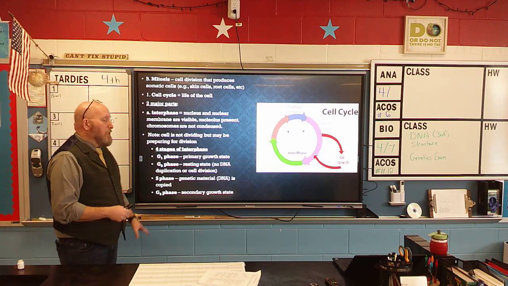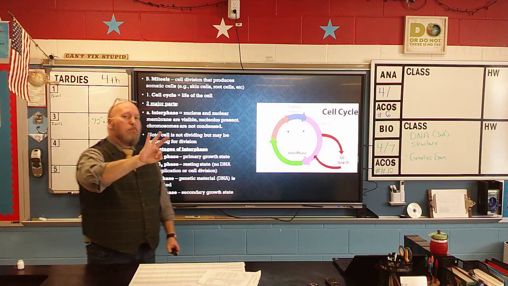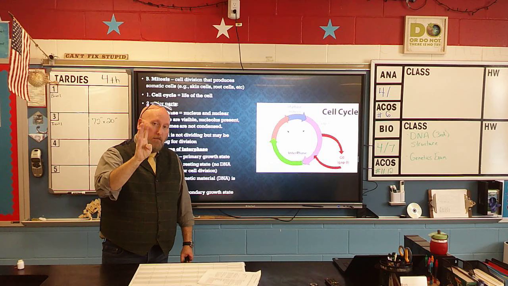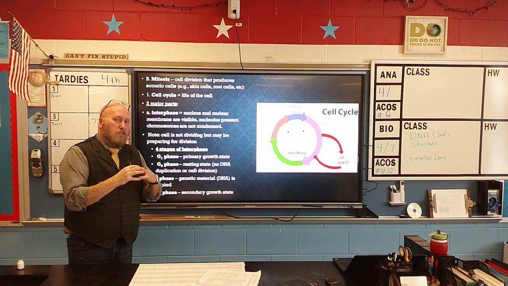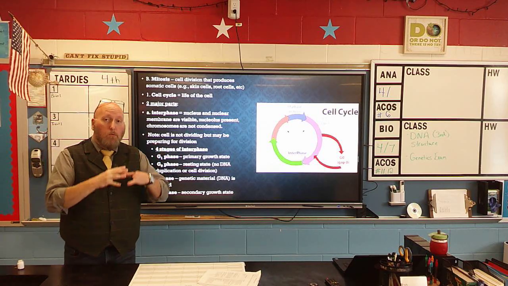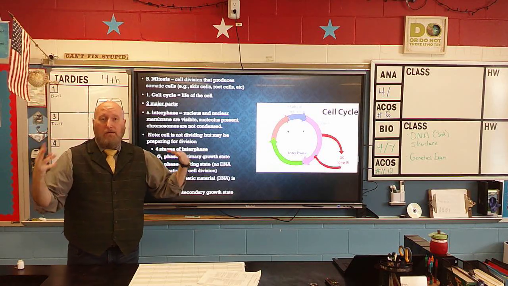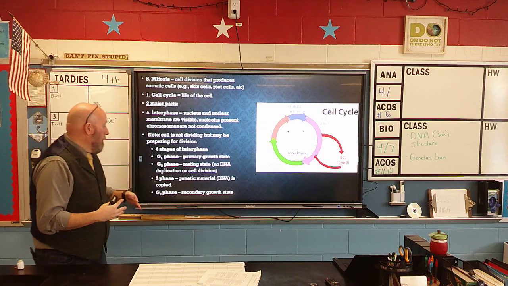There are 4 major stages of interphase. Actually, there's usually 3 of them, but there is a 4th one that's kind of an oddball, okay? The 4 stages are the G1 phase. This is where the cell is just growing. The first growth phase, G1. It's getting bigger, just like every living thing does. It gets bigger and bigger and bigger, all right?